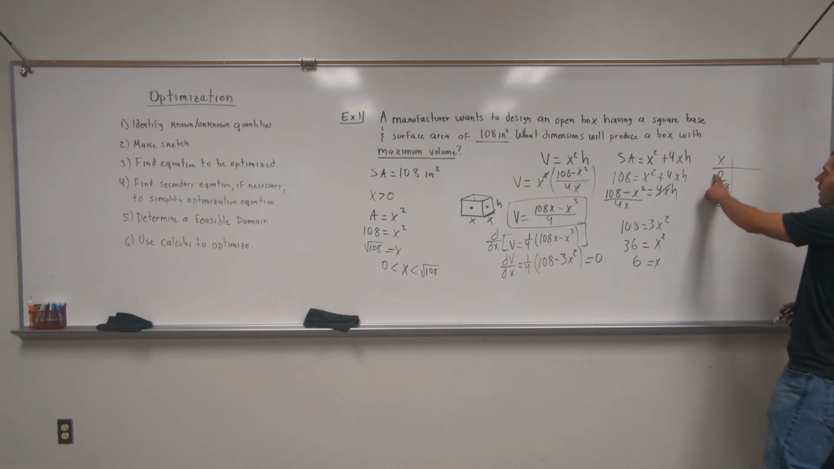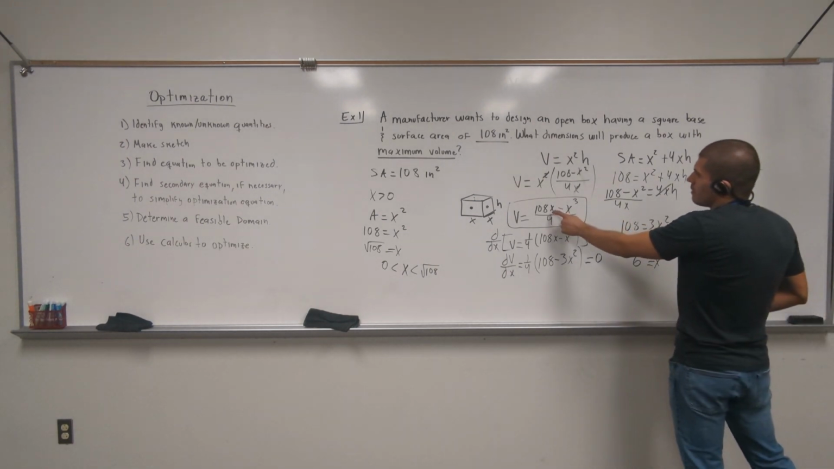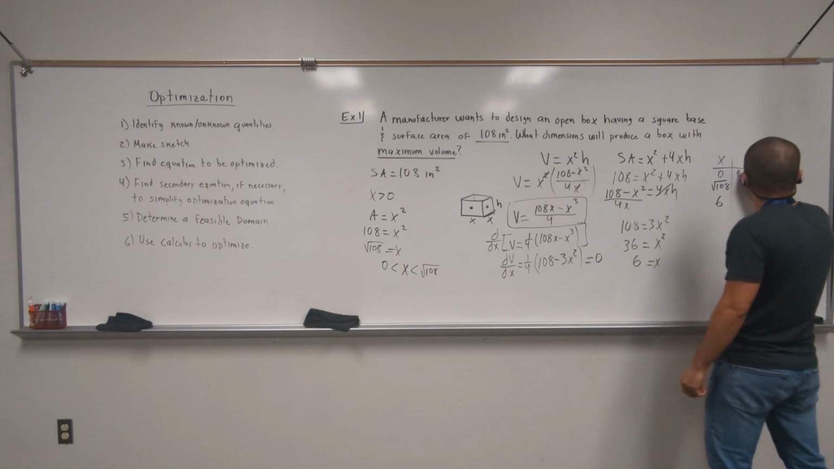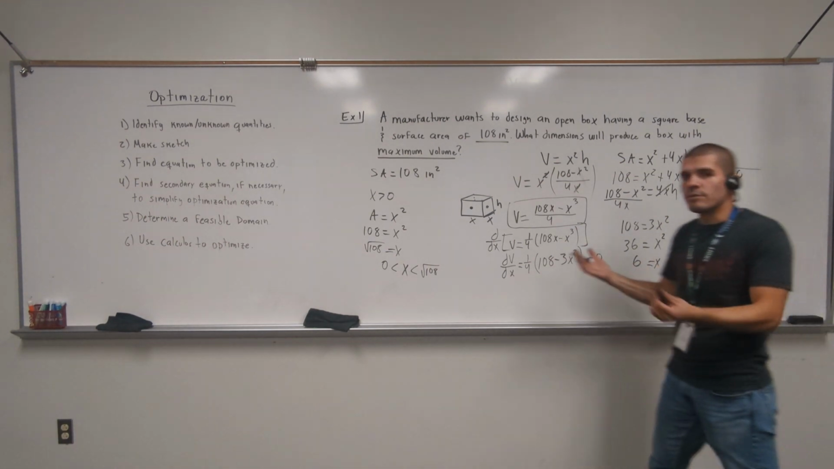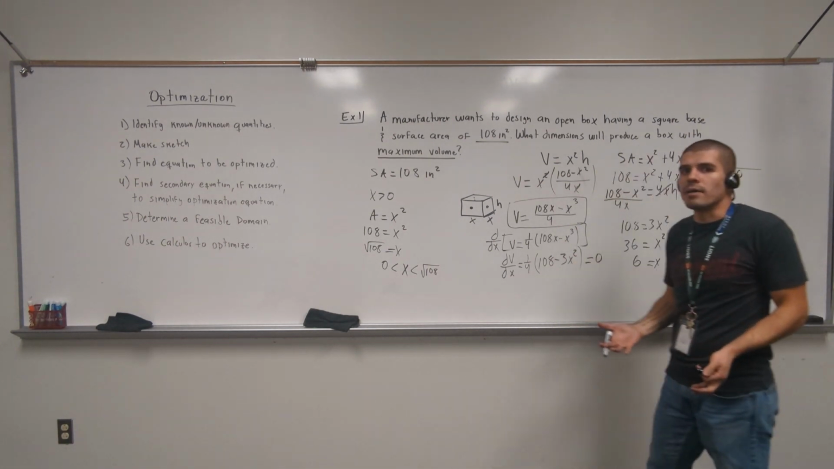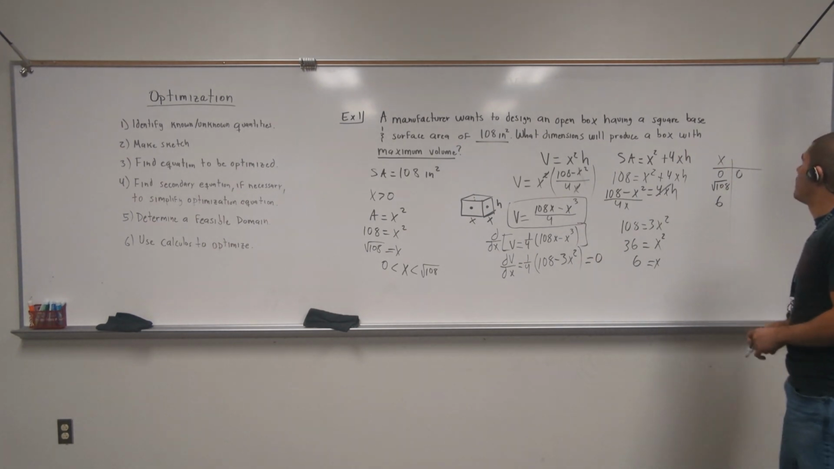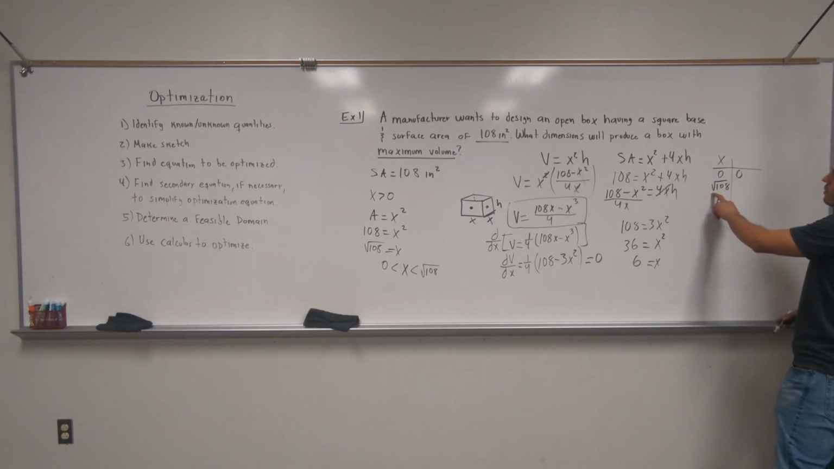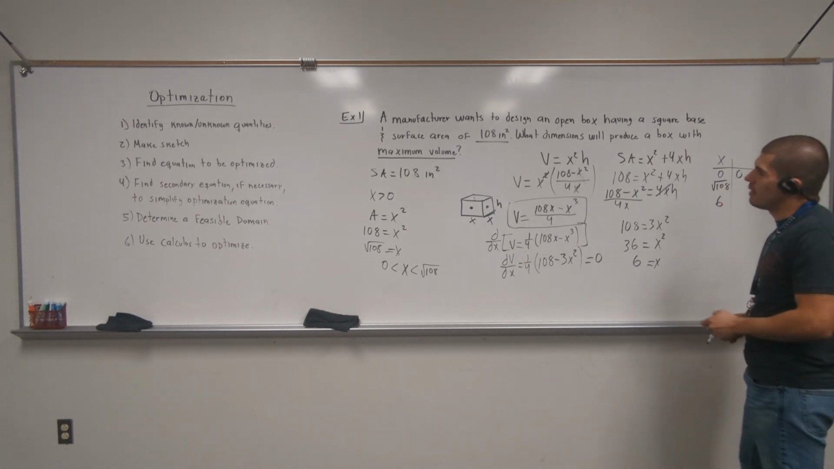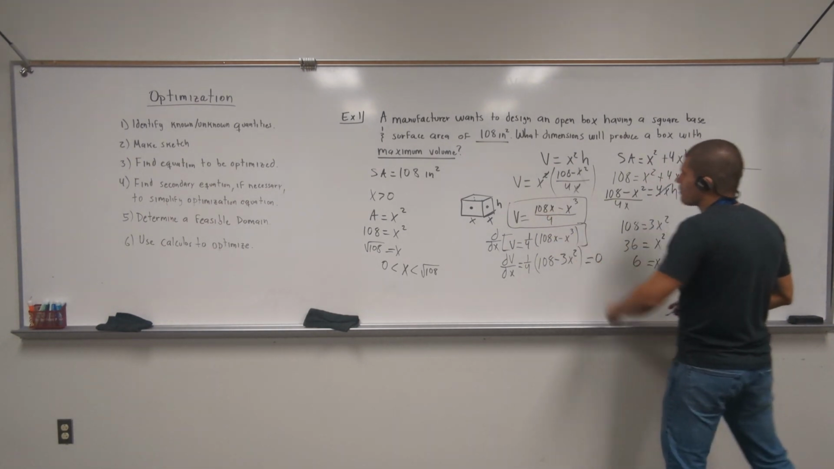All right, so plugging in the 0. 0 minus 0 before is 0. Well, that makes sense, guys. If my dimensions are 0, then that means I'm not even creating a box. Okay. Dimension number 2 is using the square root of 108. So that will be 108 times the square root of 108.